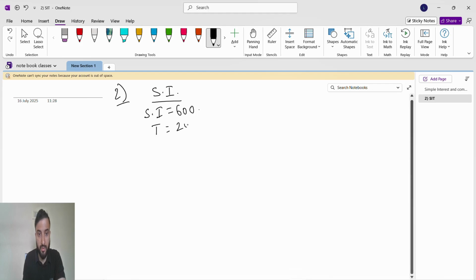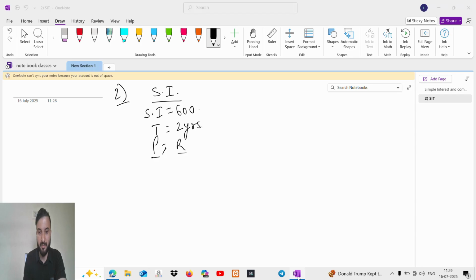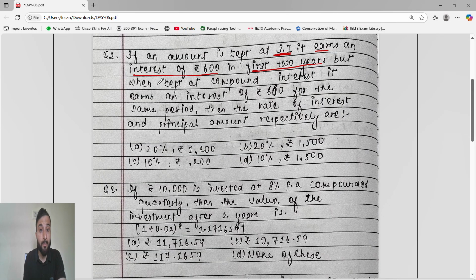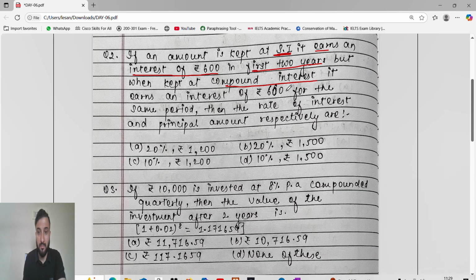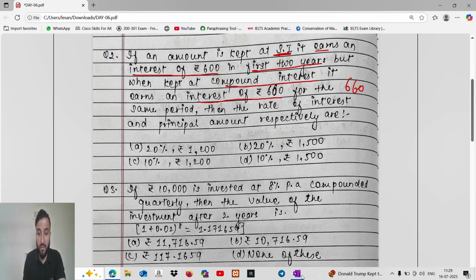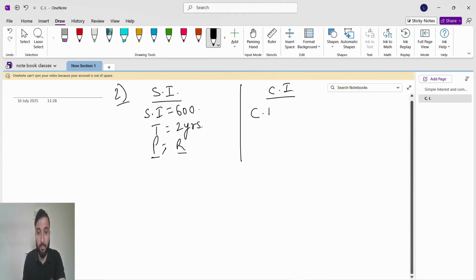Time is 2 years. We don't know the principal. Principal we will take as P, and rate of interest as R. Now, when the money is kept at compound interest, it earns an interest of 660. So the compound interest will be 660.